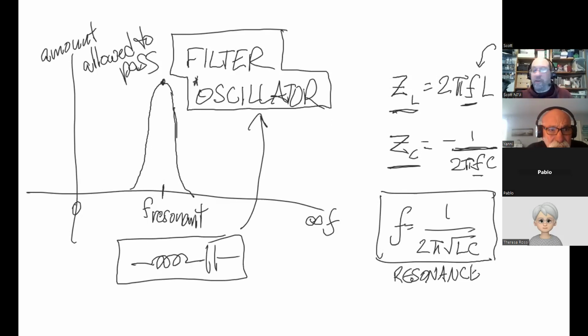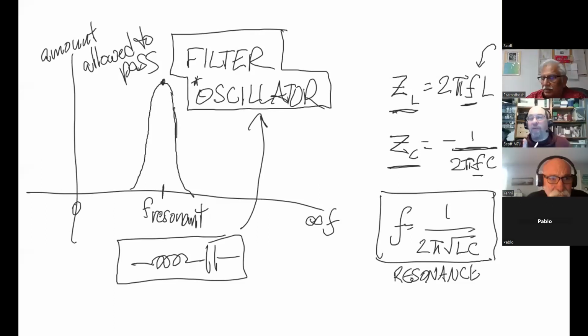We use an oscillator. If we're trying to build a mixer which combines two frequencies, we have stuff coming in off of an antenna and a frequency we want to combine it with. How do we make that frequency? We use an oscillator. Okay, so what happens if we have this?